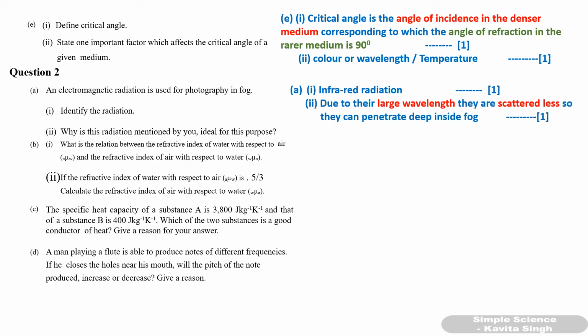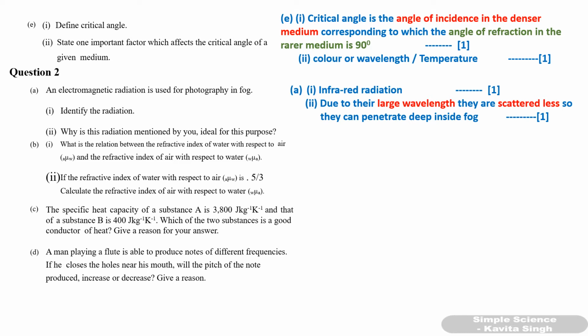And why it is used? It is used due to its large wavelength. Due to its large wavelength, they are scattered less, so they can penetrate deep inside fog. So the keywords should be there. Due to their large wavelength, they are scattered less, so they can penetrate deep inside the fog. 1 mark for this.